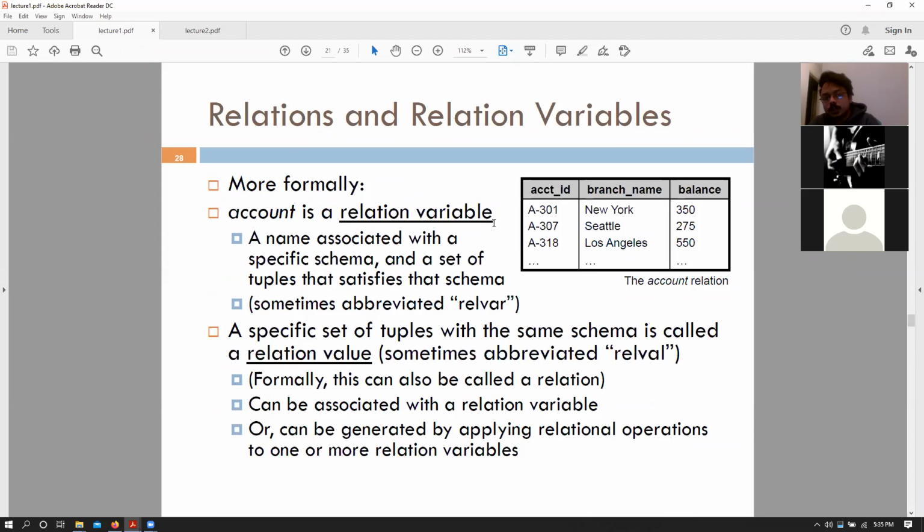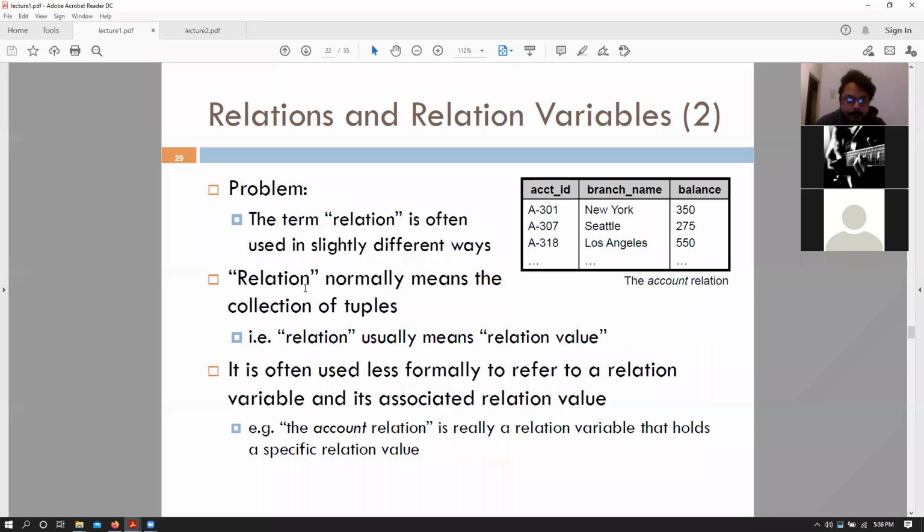We also talked about a relation variable and a relation value. A relation variable would be something that is a type of a particular relation schema. It is similar to a variable name that has a particular data type, right? A relation value, on the other hand, was the actual table or the actual set of tuples for a particular table, and that is your relation value. So we usually call them relvars and relvals, right?